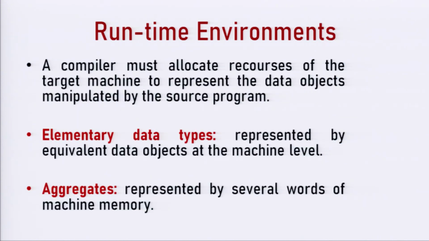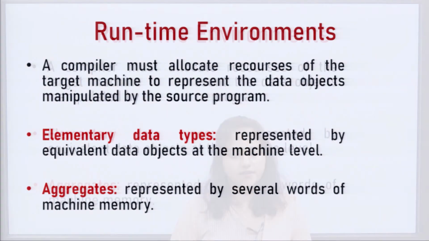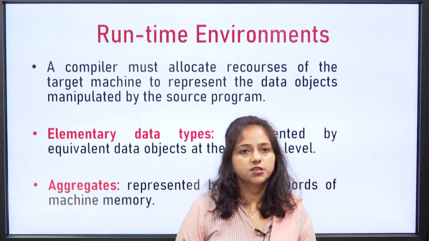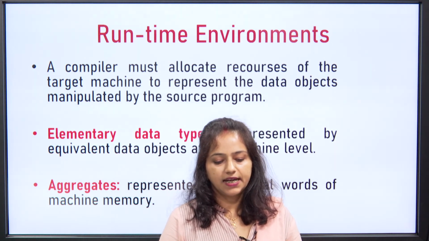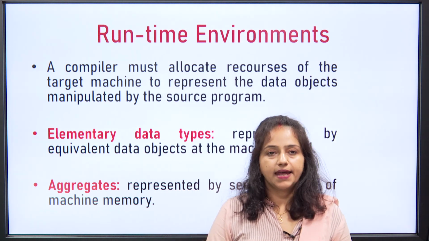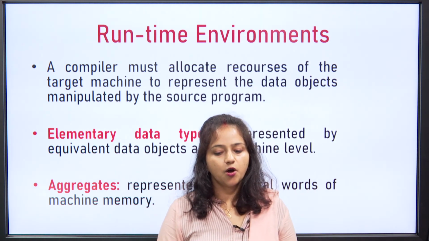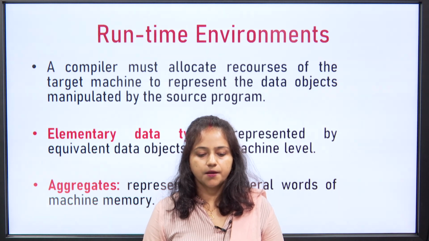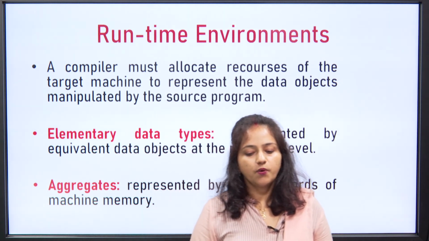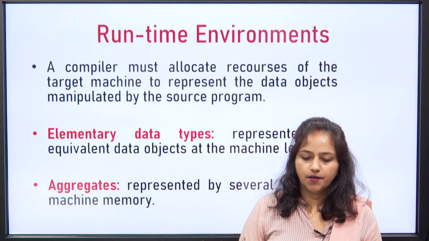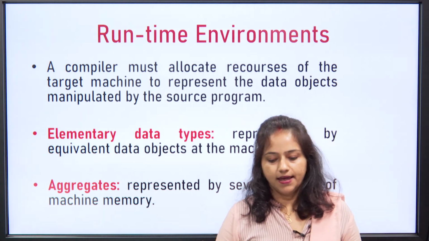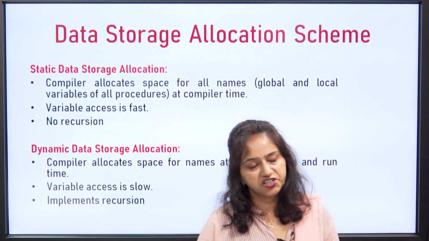Now, we will discuss the runtime environment. A compiler must allocate resources of the target machine to represent the data objects manipulated by the source program. There are two types of data types, elementary or aggregate. Elementary types are represented by the equivalent data object at the machine level, and aggregate types are represented by several words at the machine level.